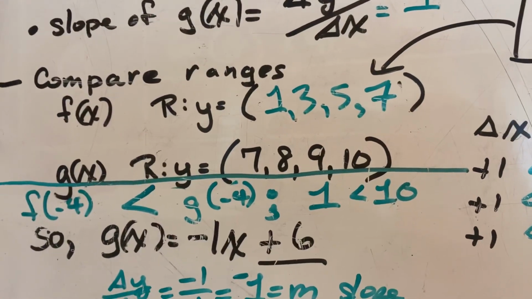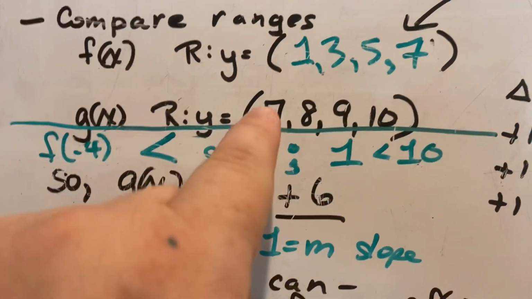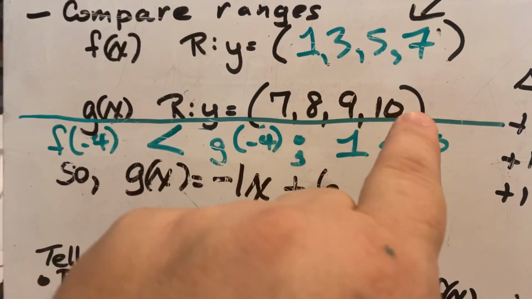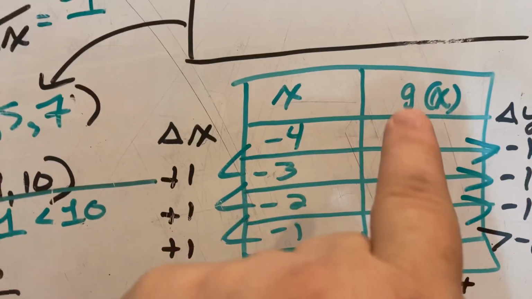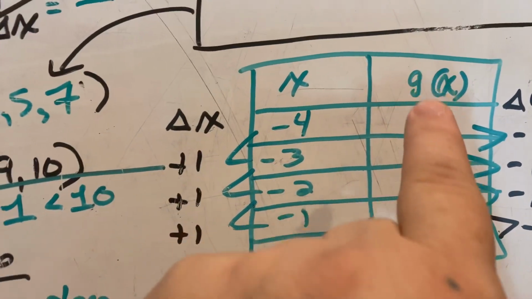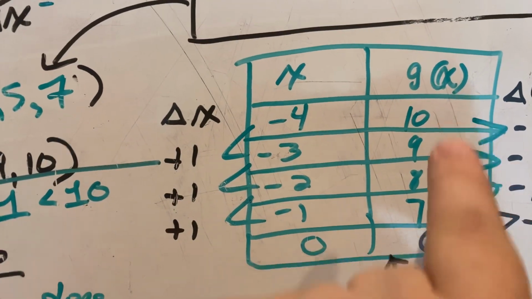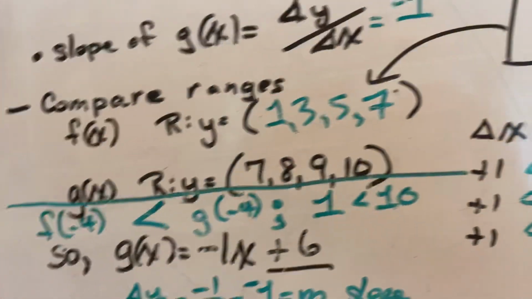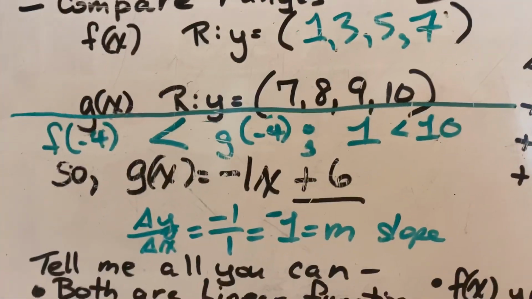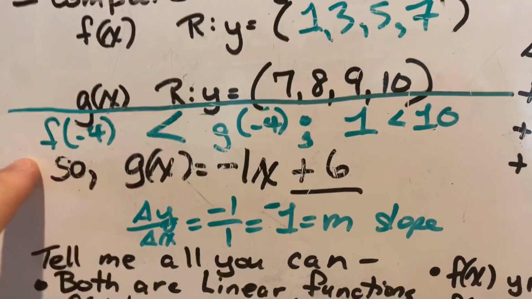What is the range of g of x? Well, the range of g of x is 7, 8, 9, and 10 are the values for y. And where do I get that from? That's also given in the tables. Remember, this is the range. The y's are the range. The x's are the domain. That's a critical understanding for Algebra 1. Okay, so now they say compare them.